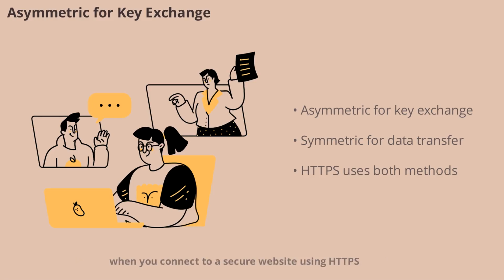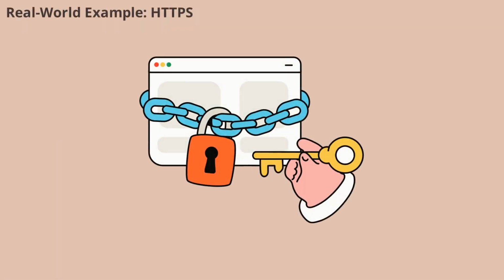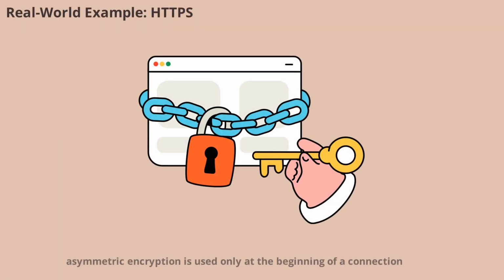For example, when you connect to a secure website using HTTPS, asymmetric encryption is used to exchange a secret AES key. Once both parties have the AES key, all further communication is encrypted using the much faster symmetric algorithm. In real-world applications like HTTPS, asymmetric encryption is used only at the beginning of a connection. It securely exchanges a secret key, and then symmetric encryption takes over for the rest of the communication. This hybrid approach combines the strengths of both methods, the security of asymmetric encryption and the speed of symmetric encryption.